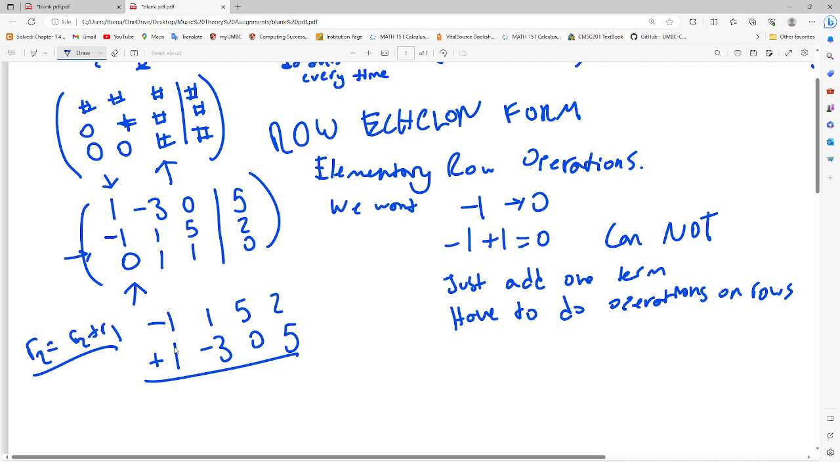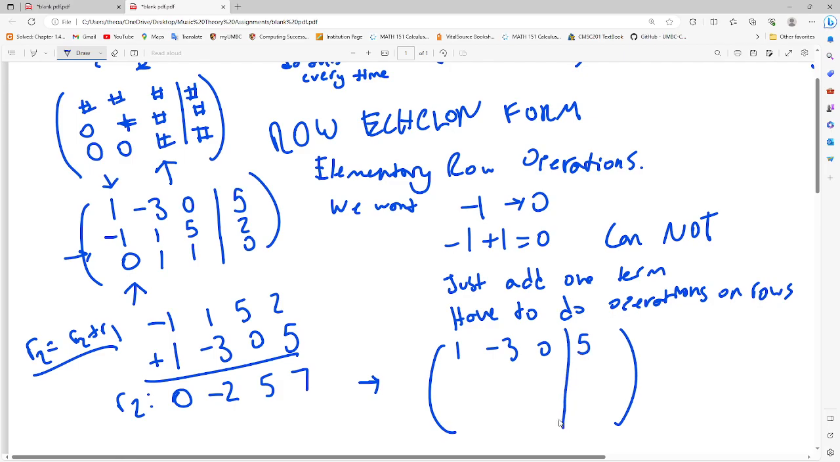So what we do here is we're going to add these rows. -1 plus 1 is 0. 1 plus -3, well, that's just 1 minus 3, it's going to be -2. 5 plus 0 is 5. And then 2 plus 5 is 7. We said here that this is row 2 equals row 2 plus row 1, so this is going to be our new row 2. And we can rewrite the entire matrix. Row 1 and row 3 are not going to change, so we're just going to rewrite those rows as we had them before. And then we're going to put in our new row 2.